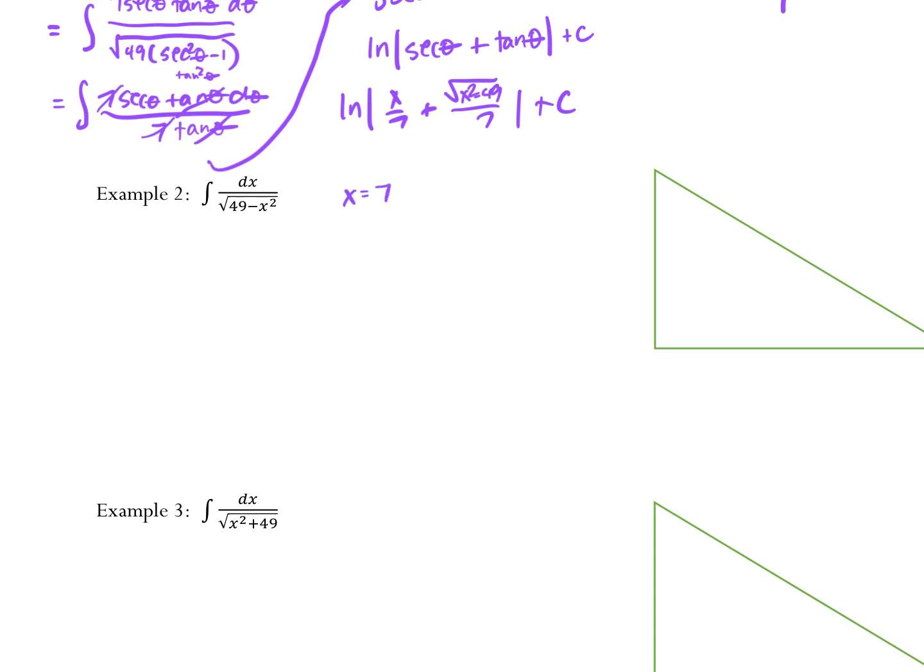X equals 7 sine theta. Great. Dx would equal 7 cosine theta d theta. Put it on the triangle. Sine is equal to x over 7, so this would be x, this would be 7, this would be the square root of 49 minus x squared.